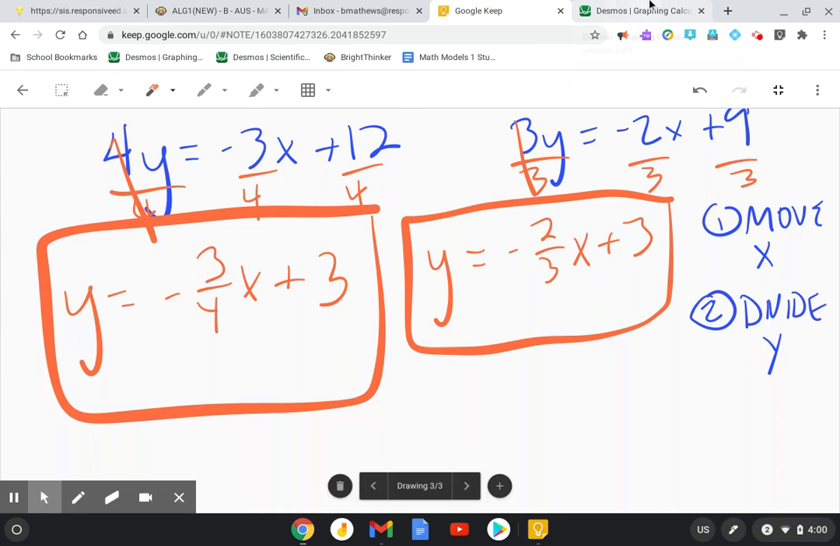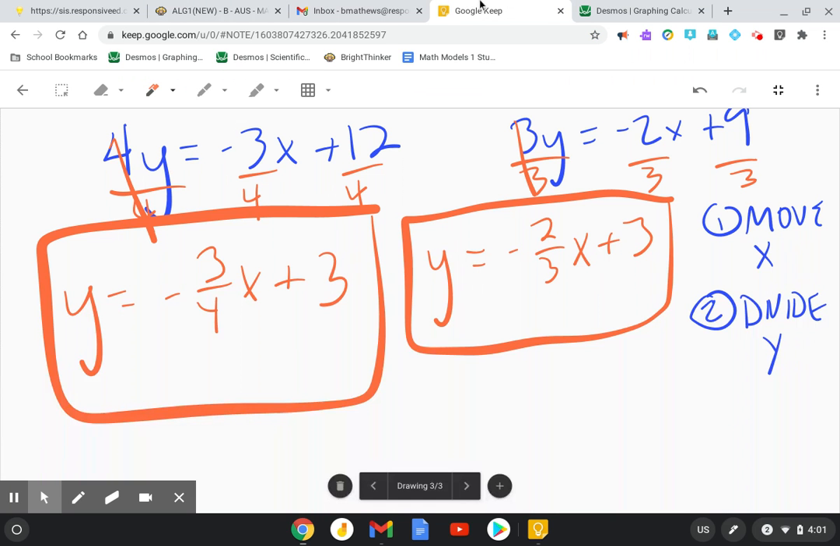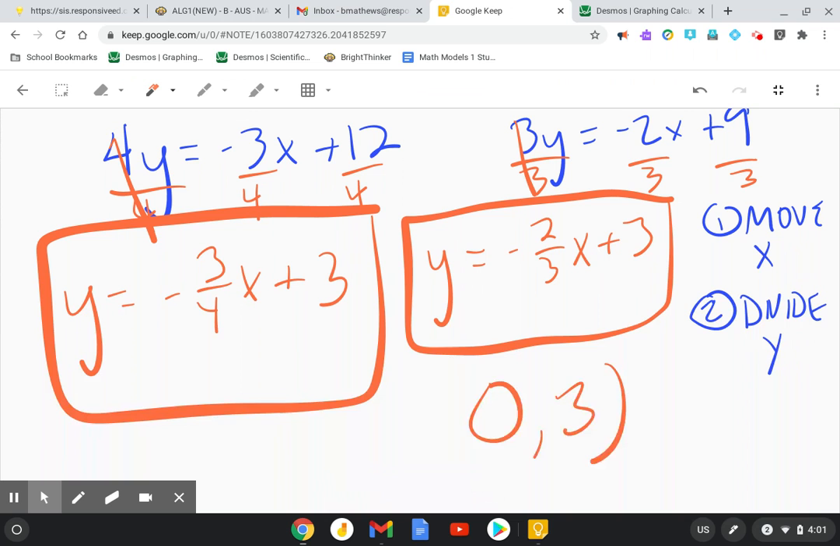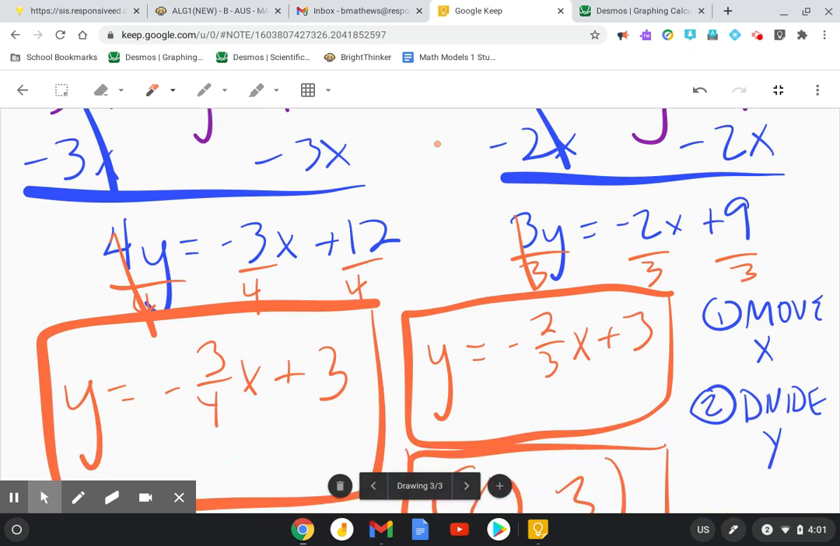Go back and make sure I got those typed in right. I can see that they intersect at the point 0, 3. And so instantly, because of that, I can say that is the solution to these equations. So I could easily have just gotten that 0, 3 is the solution to those two lines. So graphing is always kind of a backup method for you to use.